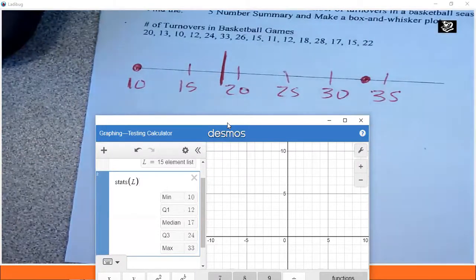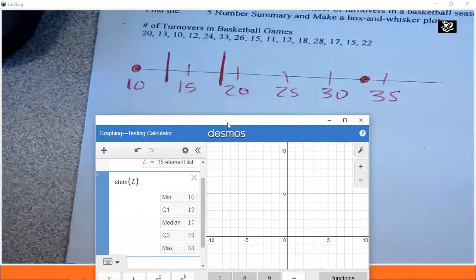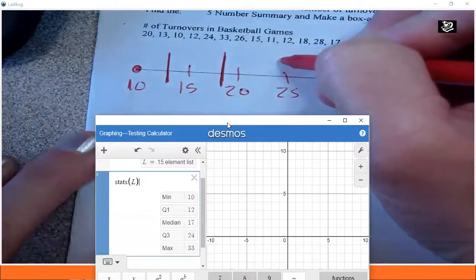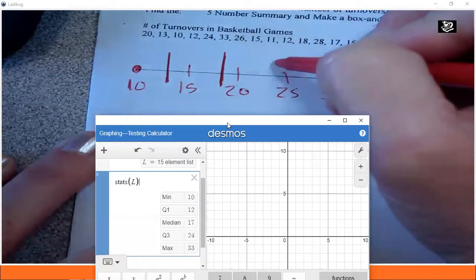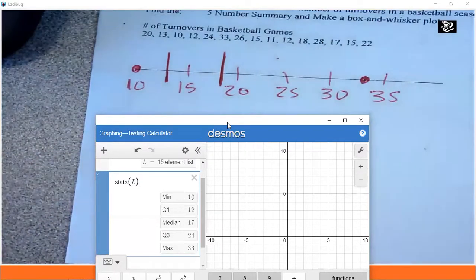Kamari, what's Q1 at? 12. That's somewhere right here. And Liam, where's Q3 at? Look on Desmos. Where's Q3 at? Q3 is at 24. So you draw a straight line at 24.